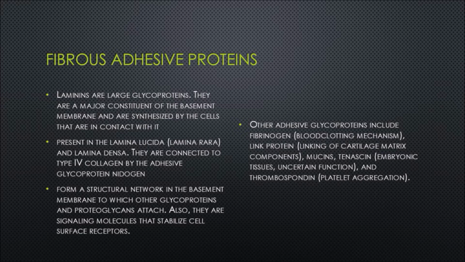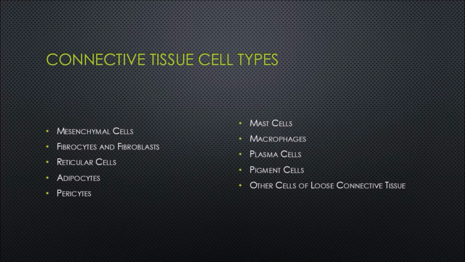Other adhesive glycoproteins include fibrinogen, which is used in the blood clotting mechanism, link protein, which links the cartilage matrix components, mucins, tenascins, which are found in the embryonic tissues, and thrombospondin, which is found in platelet aggregation. Those are the types of connective tissue fibers and proteins.